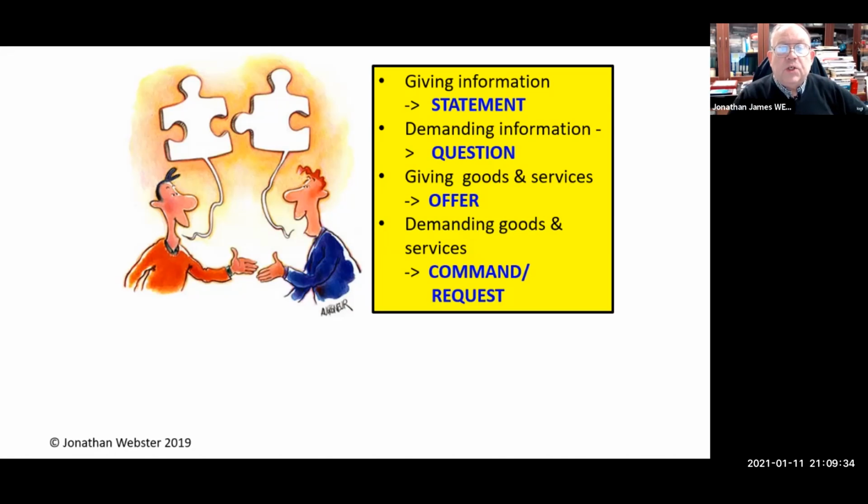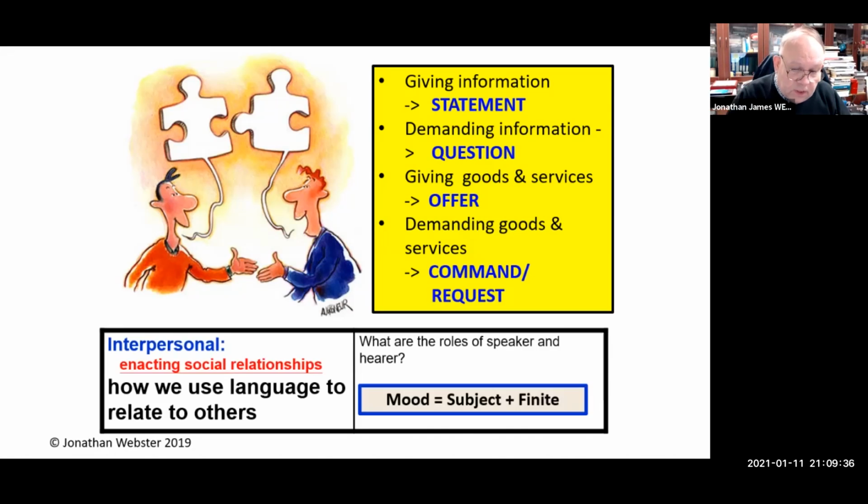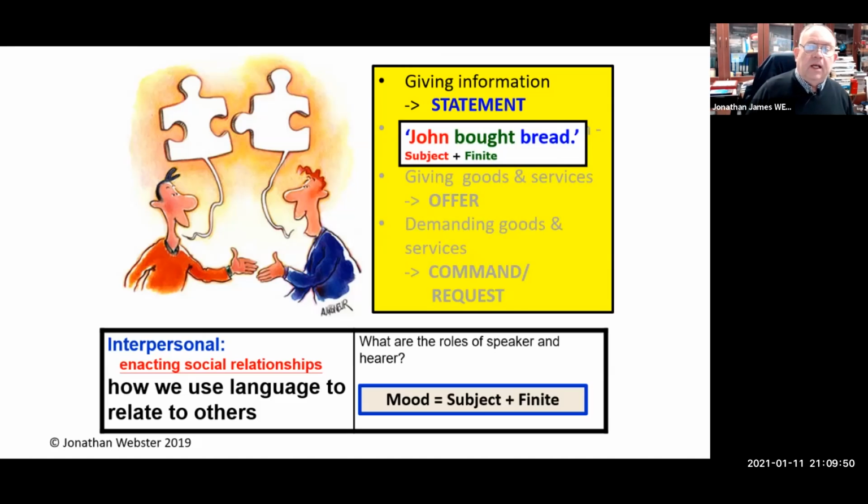Well, I typically do so by, it really relates to the subject and the finite, all right? The grammatical subject and the finite verb. If I'm indicating that I'm giving you information, I'm making a statement, the grammatical subject comes first, followed by the finite verb. Finite verb carries primary tense. John bought bread. Okay, so that is giving information.